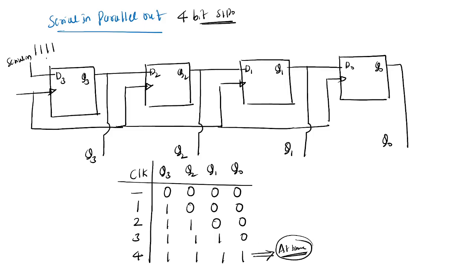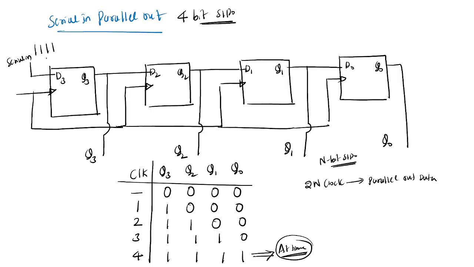Parallel out is also happening. So that means at 2n clock, if you consider n bit SIPO, at 2n clock cycles you will get parallel out data. This parallel out data is nothing but SIPO. Did you understand how I am analyzing this?